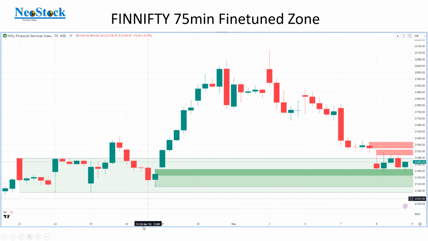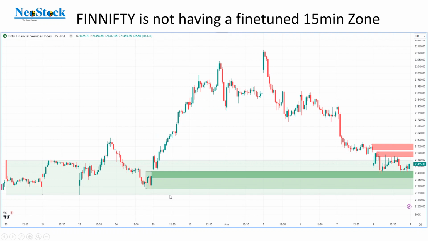You can look into the timestamp here. For every leg candle, in each time frame I am showing you the timestamp of the leg-in candle so that you can easily identify it in your charts. Okay, drop, base, rally with a gap up. This is a 75 minute zone. Again this 75 minute zone, we need to fine tune with 15 minutes. Unfortunately, there is no fine tuned 15 minute zone. See, FinNifty is not having a fine tuned 15 minute zone.